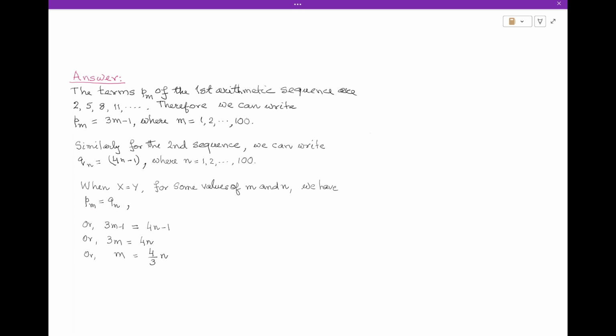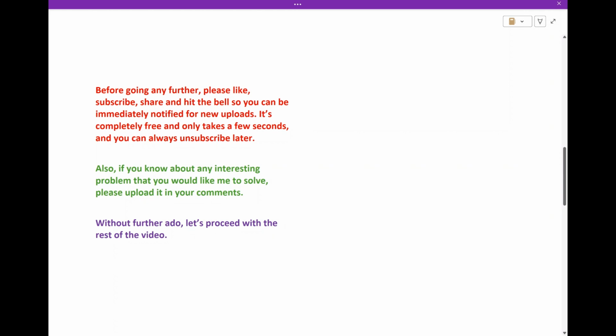Now Pm being 3m minus 1 and Qn being 4n minus 1, we get 3m minus 1 is equal to 4n minus 1, or 3m is equal to 4n. In other words, m is equal to 4n by 3.